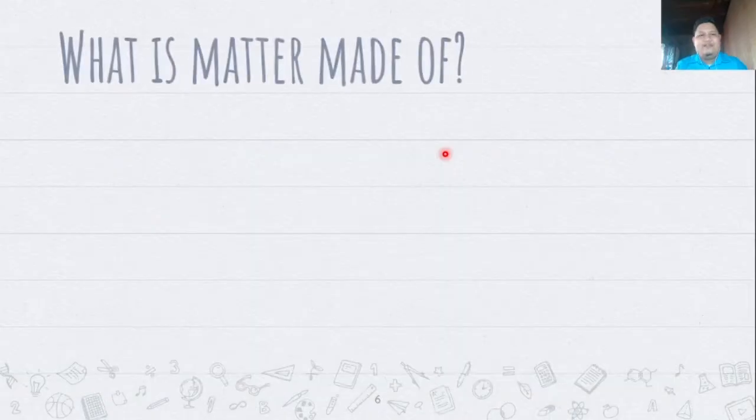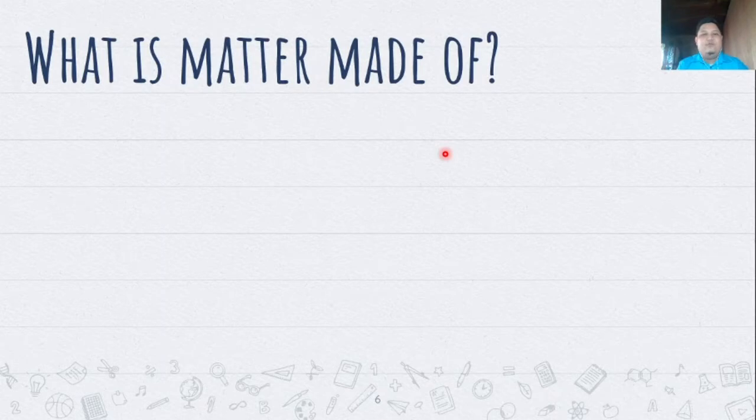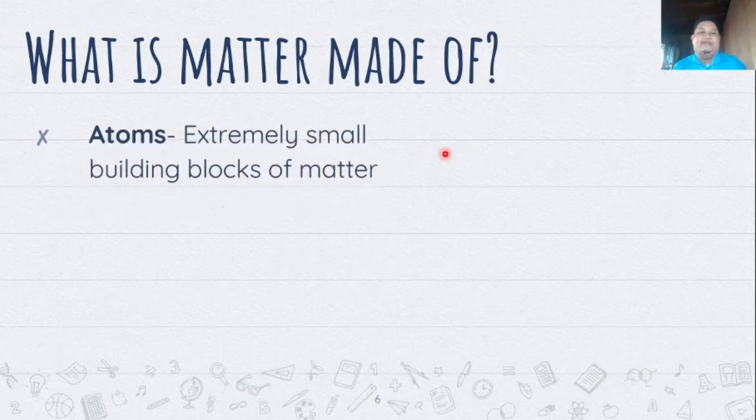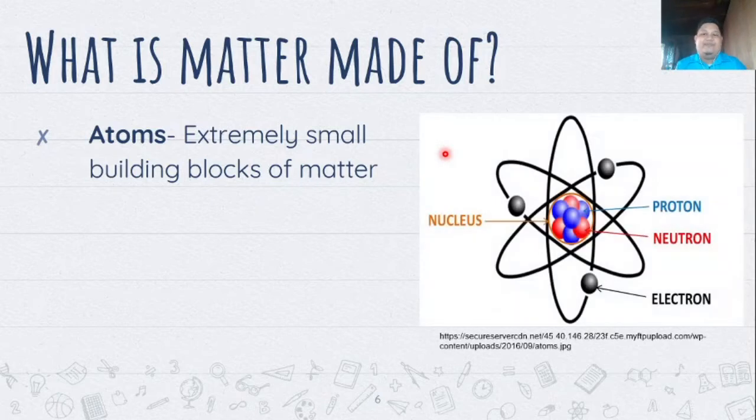Now, what is matter made up of? What is the composition of matter? What is the building block of matter? It is said that atoms are the building blocks of matter, and they are extremely small. No, we cannot see atoms using our naked eyes. And this picture right here is a representation of an atom.